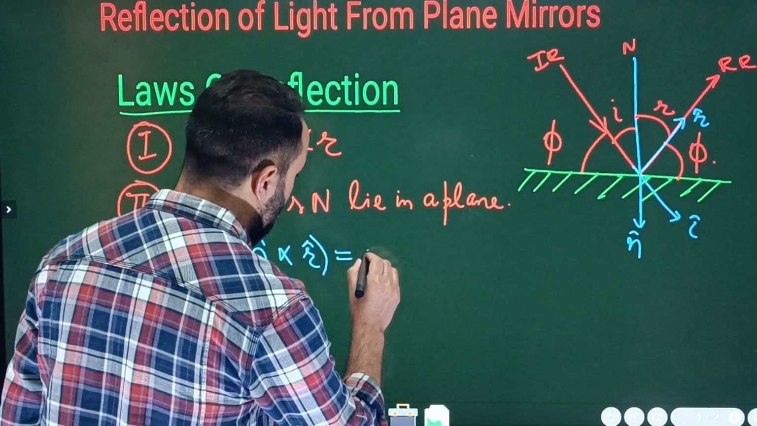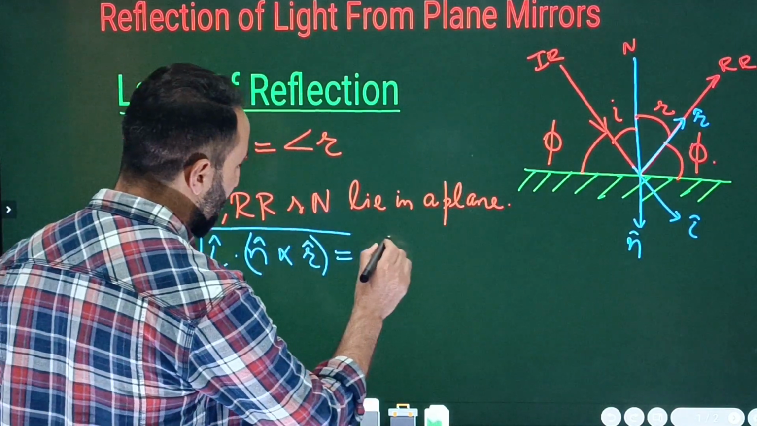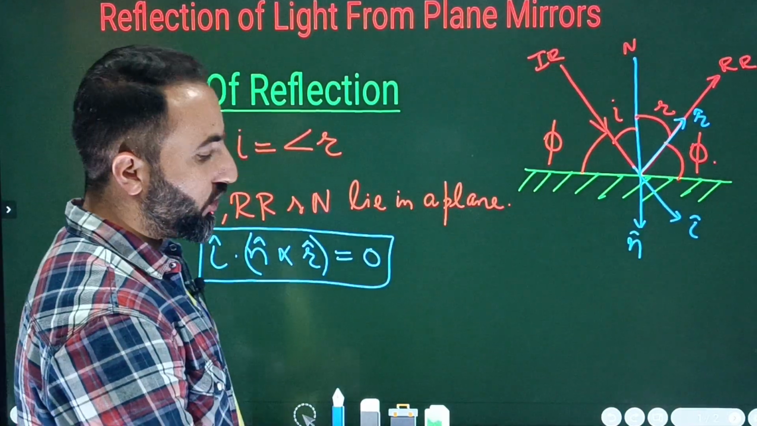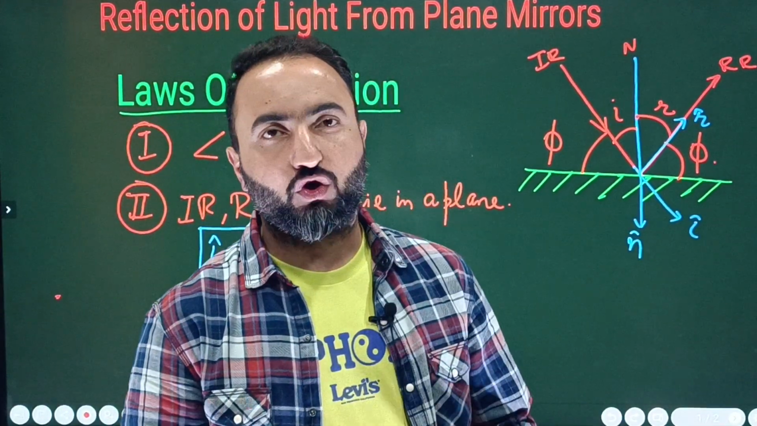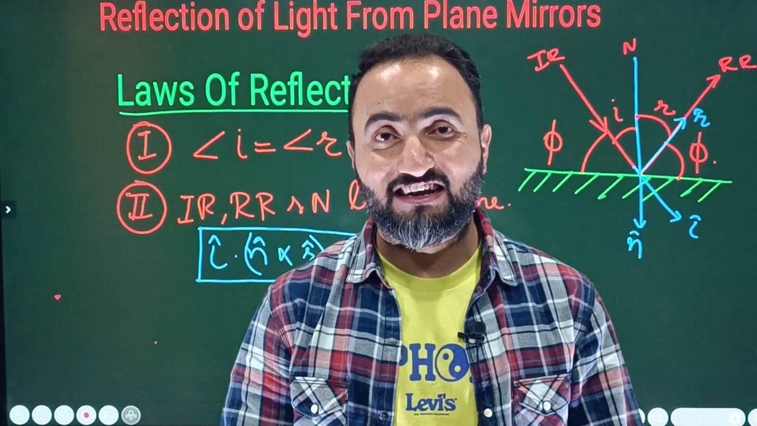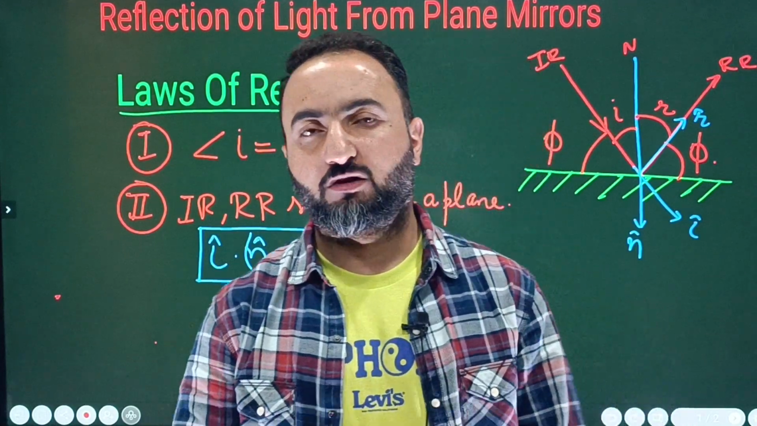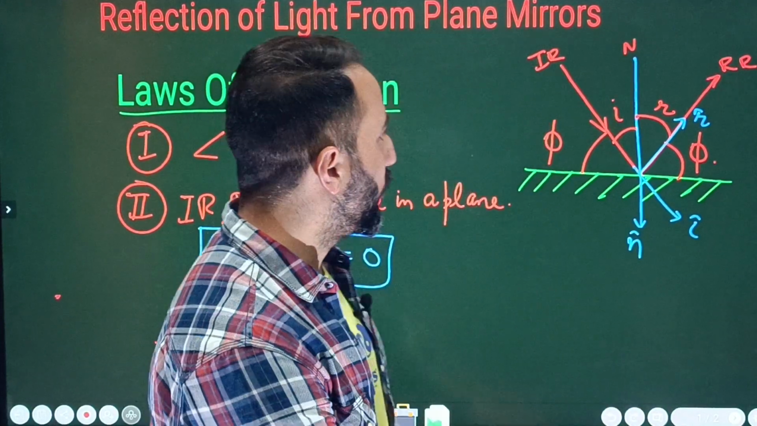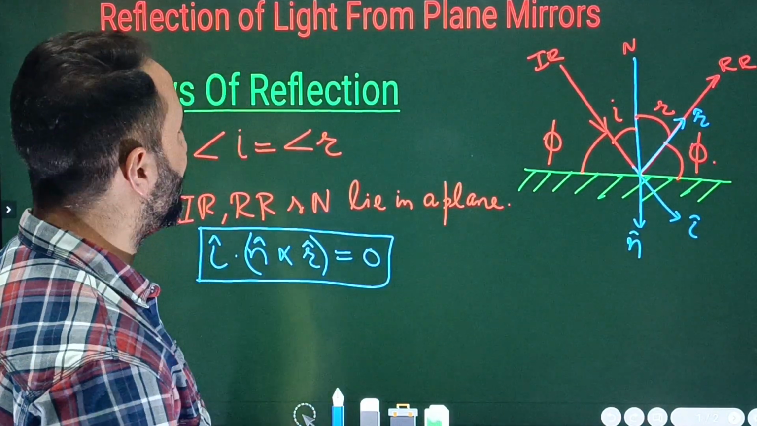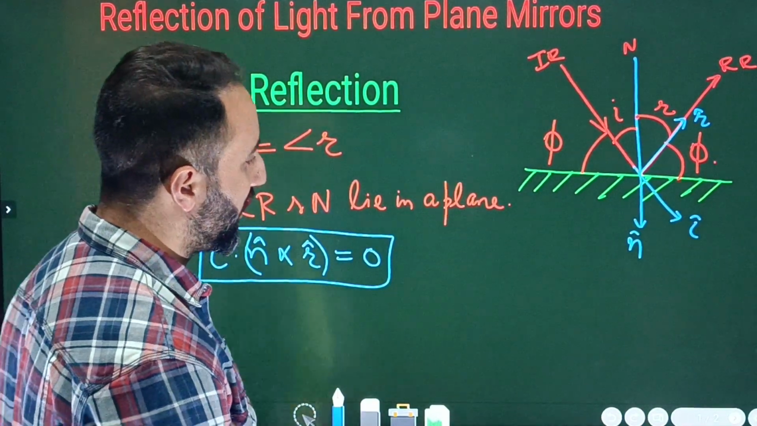That's equal to 0. This is the mathematical statement of the second law, that the scalar triple product of the three unit vectors which lie along the three different lines, incident ray, reflected ray, and normal, must be equal to 0. Okay, so these are the two basic laws of reflection. ये आपने class 10th में already पढ़े होंगे. Okay, so we have revised them here.